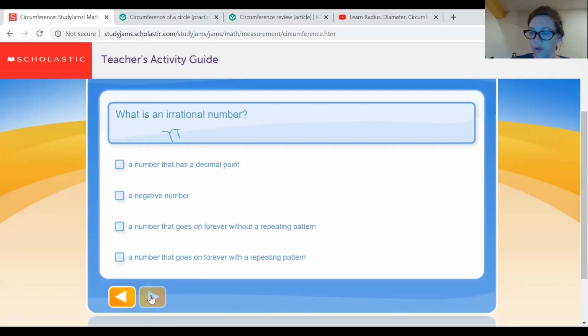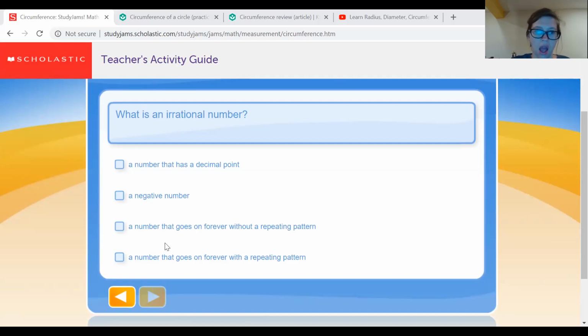All right, next question. This should be question number 5. What is an irrational number? Is it A, a number that has a decimal point? B, a negative number? C, a number that goes on forever without a repeating pattern? Or D, a number that goes on forever with a repeating pattern? All right, you go ahead and choose what you think is the right answer, and we'll check it here in a minute.